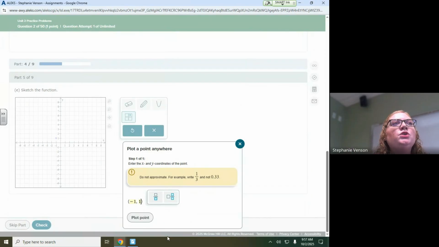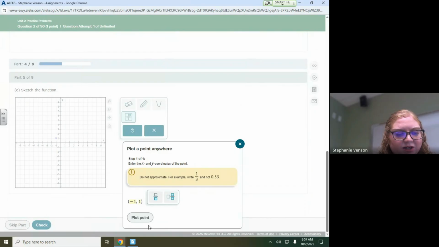But the way you know whether it's going to do that or not is by whether the square root symbol shows up in this box right here. So it's not there, which means it's not going to let me type that in. So I'm not even going to worry about trying to type my x-intercepts, but that's okay because as long as I have the vertex and one other point, it will let me graph it.